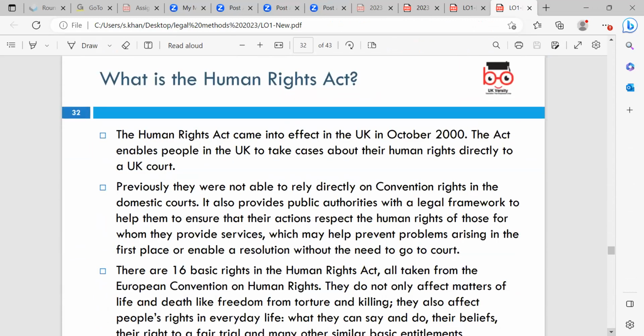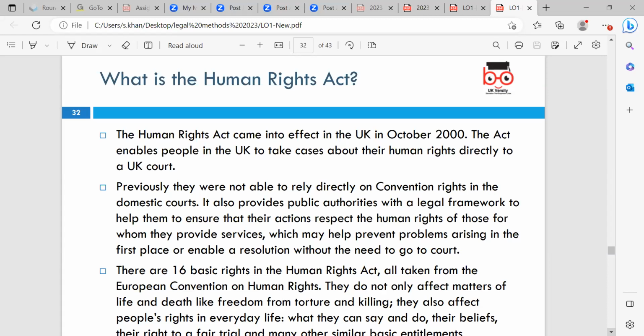Okay. So what is the Human Rights Act? The Human Rights Act came into effect in October 2000. The Act enables people in the UK to take cases about their human rights directly to a UK court. So, for example, if you have been arrested by the police in the UK and you feel like your human rights have been breached because when they arrested you, they took you into a cell and beat you up, that is your human rights being breached.